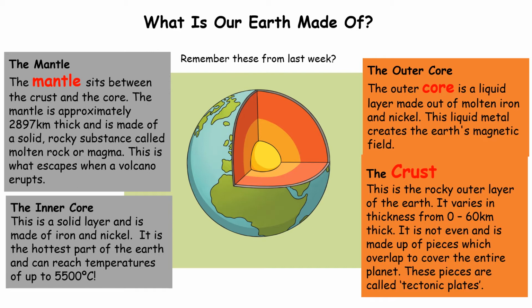The inner core is our solid layer made of iron and nickel, and it's the hottest part of the Earth, the same temperature as the sun, reaching temperatures of 5,500 degrees Celsius. Okay, so let's move on.